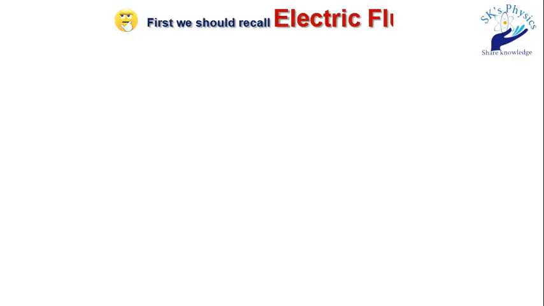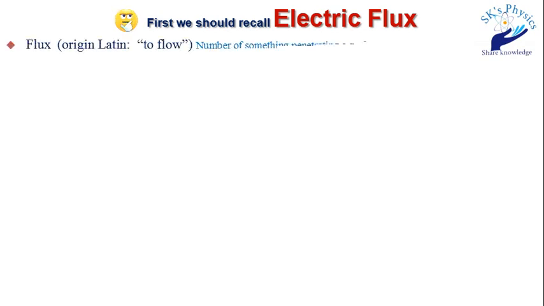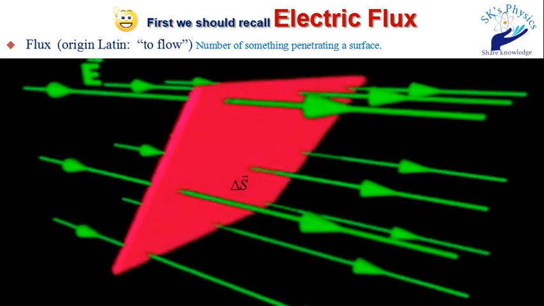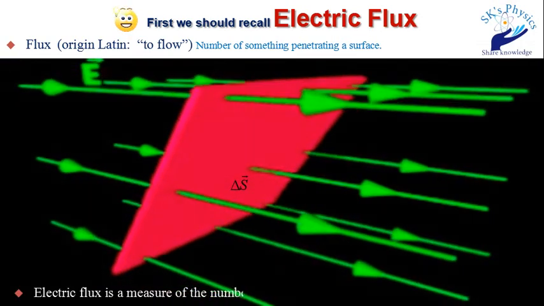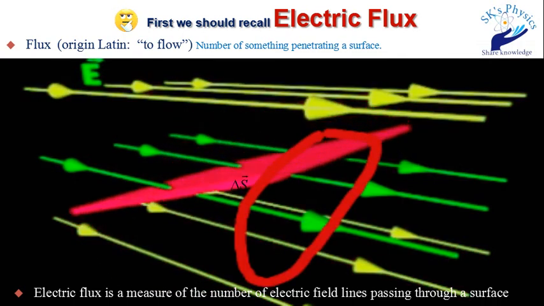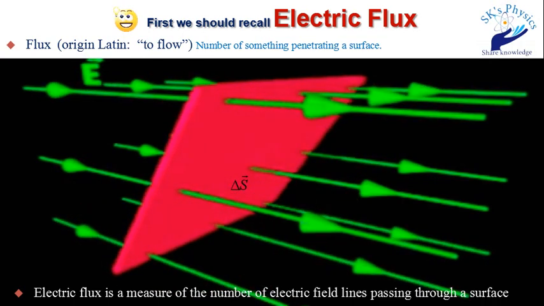First we should recall electric flux. Flux means to flow, the number of something penetrating a surface. Electric flux is a measure of the number of electric field lines passing through the surface.